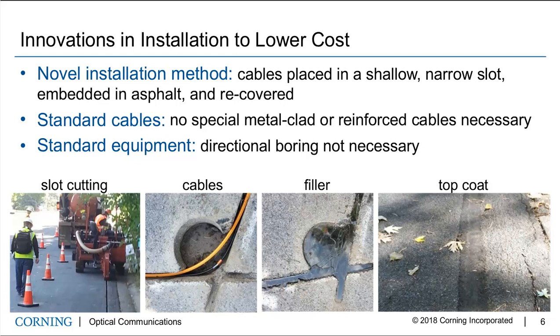The photo on the left shows the slot cutting and vacuuming machine. After placing the cables in the slot, they're filled with a rugged compound which rebonds the asphalt. Those middle two photos show the cables placed in the road and then the filler applied after that. The final step is to cover with a sandy top coat. The rightmost picture shows the final appearance of that slot 1 year afterwards.